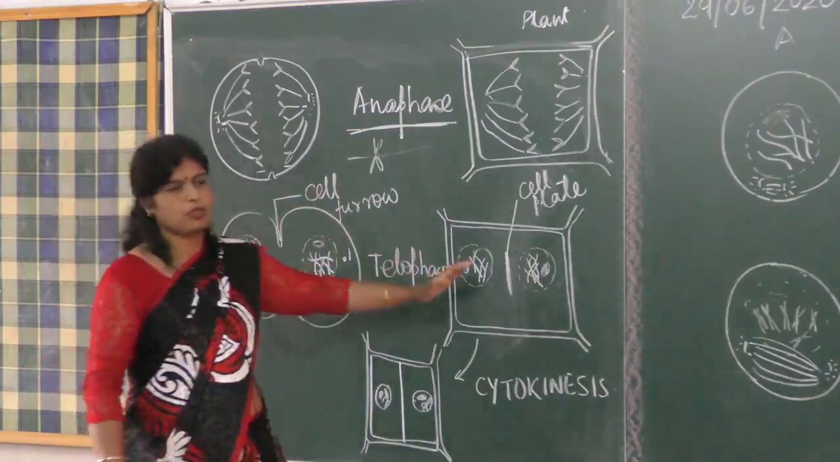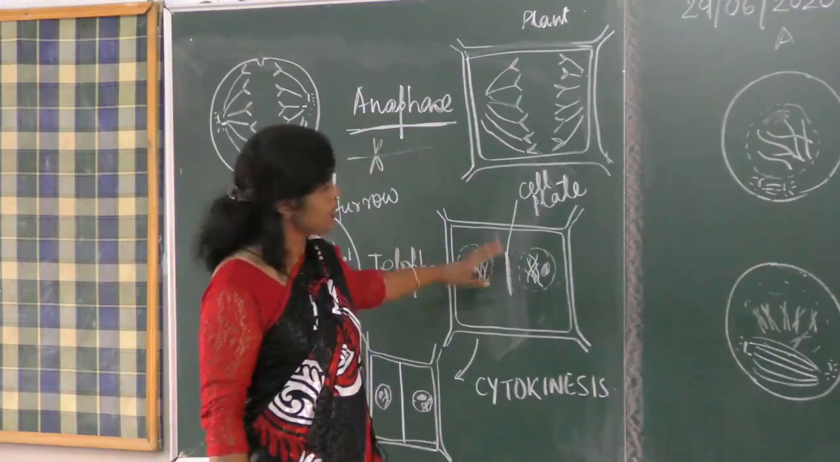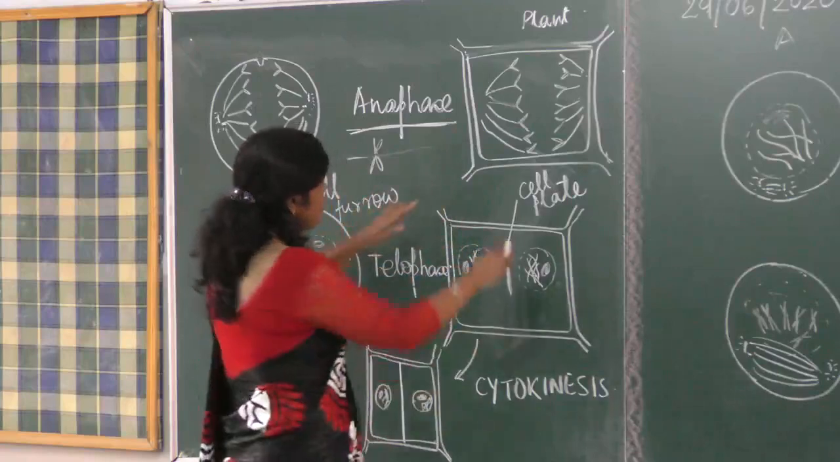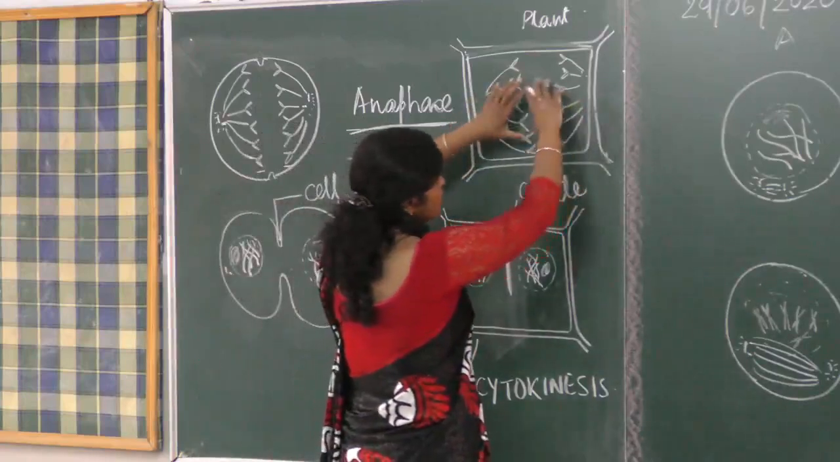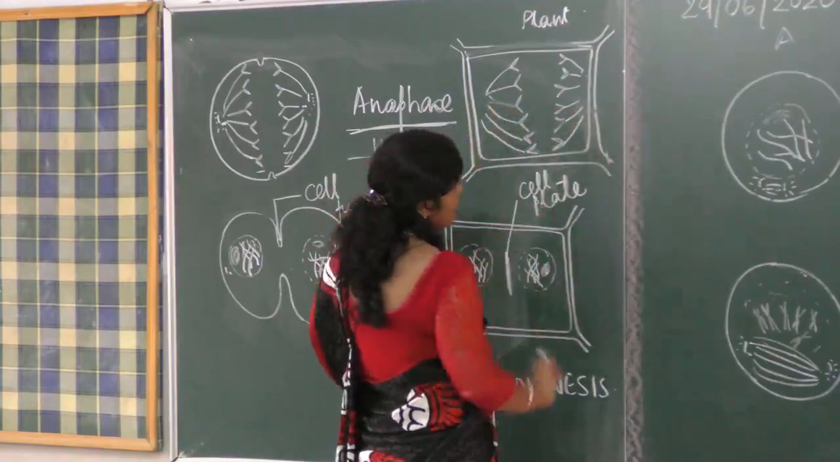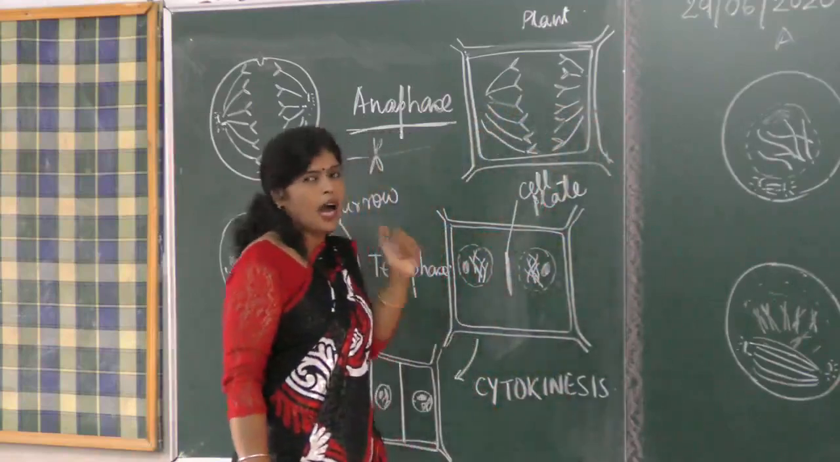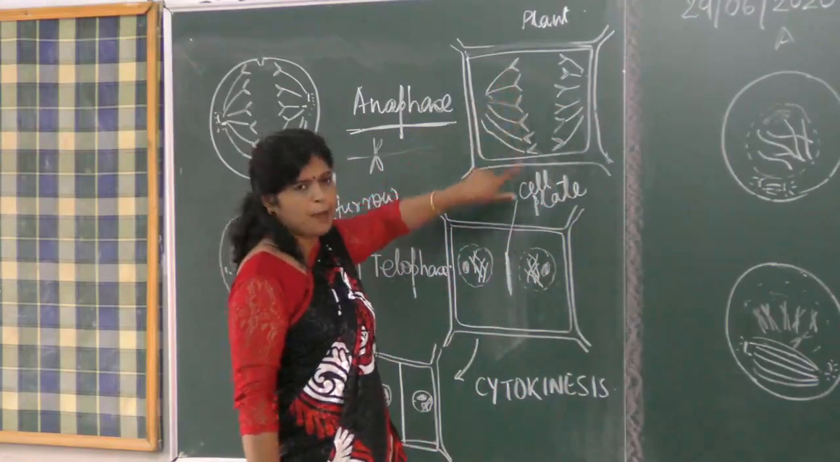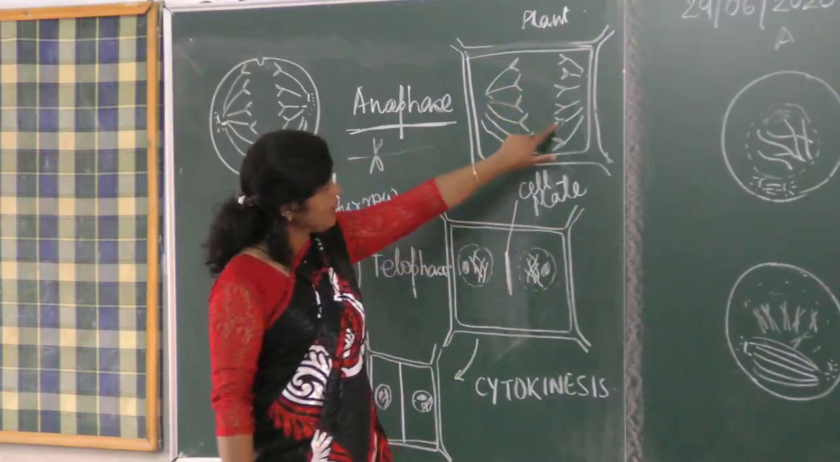Let us come to the plant cell. Now what we have to see. Is it all right? The same thing. They have migrated to the opposite poles. The sister chromatids have migrated to the opposite poles. Uncoiling of chromosomes has happened, forming chromatin fibers.